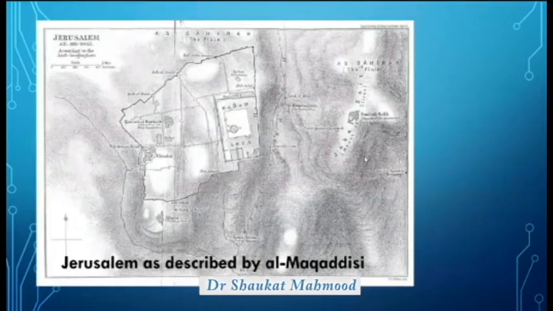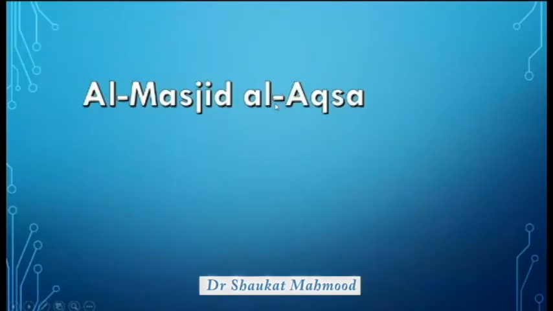So this is the map which was prepared at that time, in the 10th century or so, by al-Maqdisi. And he draws the map nearly correctly. This is the city, and this is the platform which we are talking about today. He put the Dome of the Rock over here and the mosque over here. But nevertheless, very close to what we see today.